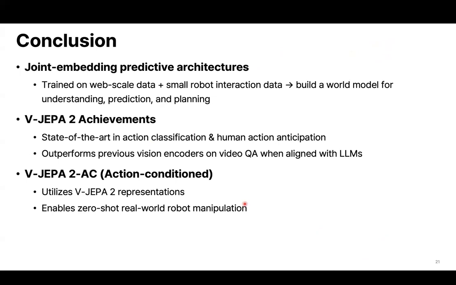To conclude, V-JEPA 2 scales the joint embedding predictive architecture. This is just a self-supervised learning method, with massive video data and a small amount of robot data. It achieves state-of-the-art results in understanding and prediction, and with action conditioning, it even enables zero-shot real-world robot planning.